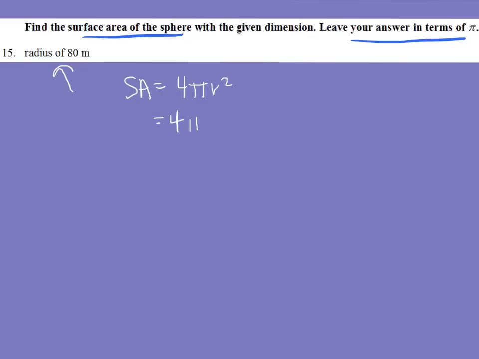Put this into our calculator. 80 squared, it's a big number, 6,400. And I need to multiply that by 4 pi. So my surface area for this sphere is 25,600 pi.